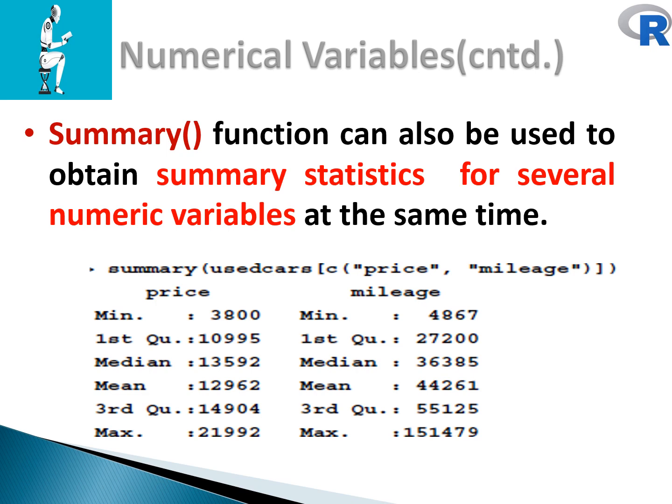Here you can see the summary function used on two variables, and this is also possible. You just specify summary of usedcars, c of price, comma mileage. Price is one attribute available in usedcars, and mileage is another attribute available in the usedcars dataset. If you present the command like this, you get the corresponding summary with both price and mileage listed in this particular format.